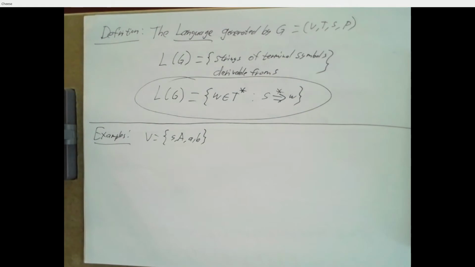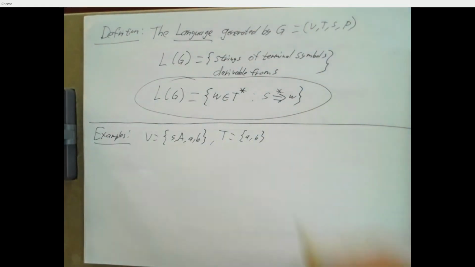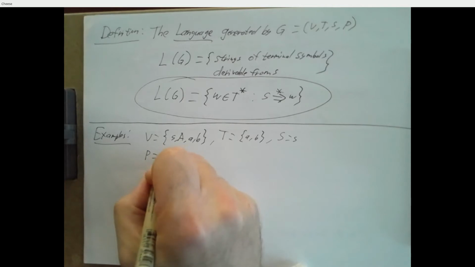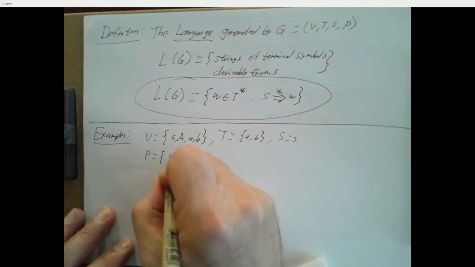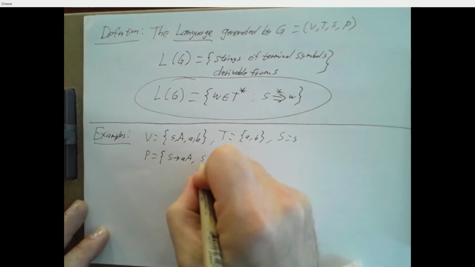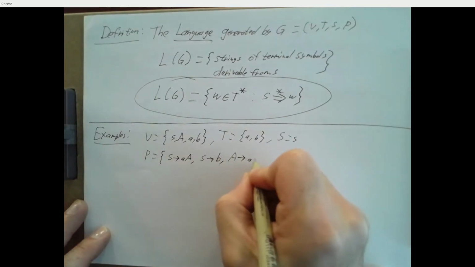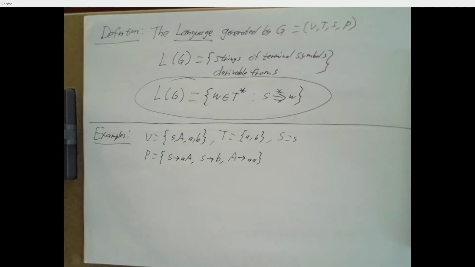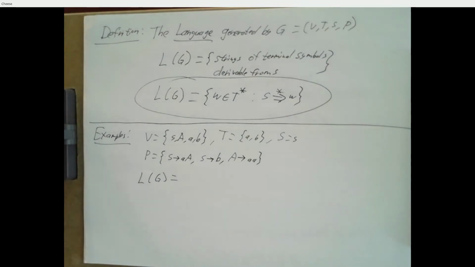So our vocabulary will be S, big A, little b. As usual, the terminal symbols will be A and B. The start symbol will be little s. And the production rules will be: S goes to little a, big A; S goes to B, little b; and big A goes to two little a's. And we want to find a language over G.